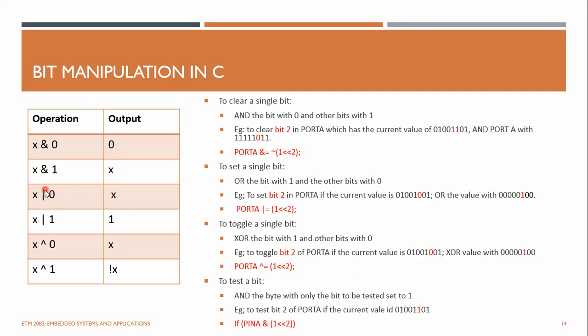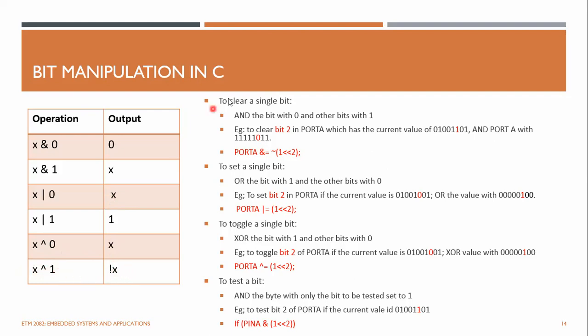And if you X OR with 0, you will get X. And if you X OR with 1, you will always get 1. And if you do the XOR operation with X when you have 0, the output will be X. If you XOR X with 1, the output will be the inverse of X. For example, if you XOR 1 with 0, the output will be 1. If you XOR 0 with 0, the output will be 0. If you XOR 1 with 1, the output will be 0. If you XOR 0 with 1, the output will be 1.